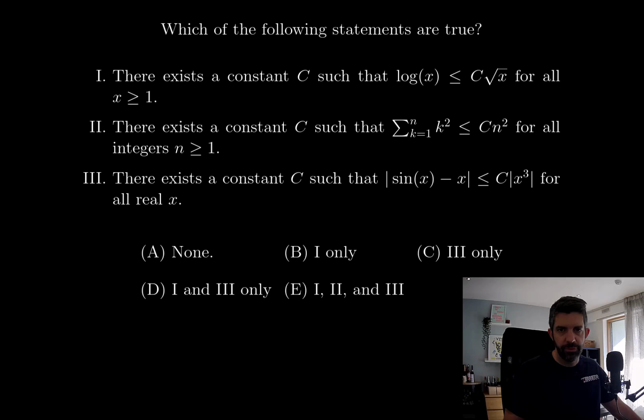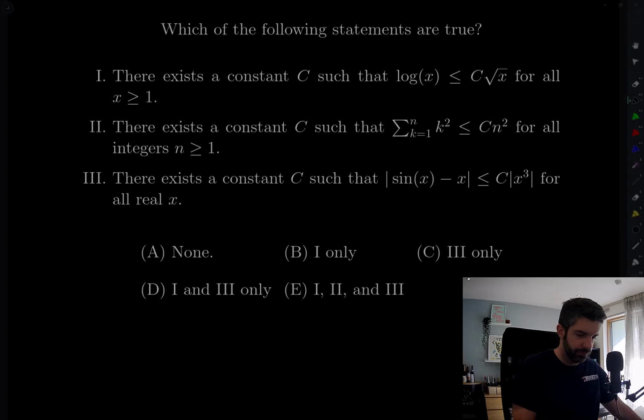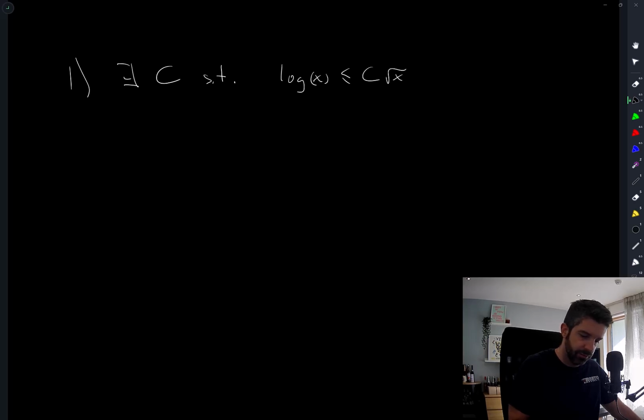The second statement, okay, so probably what I'll do is I'll just go through these statements one at a time and see if we can confirm them or show that they're false. I won't read them all out before doing them. Okay, so there exists c such that log x less than or equal to c root x for all x greater than or equal to 1. I mean, this is true, right? In fact, c is equal to 1 should work.